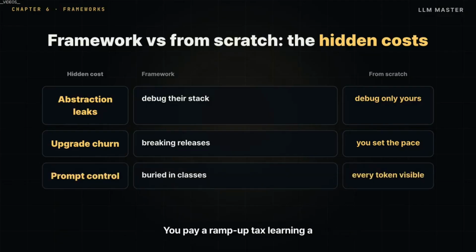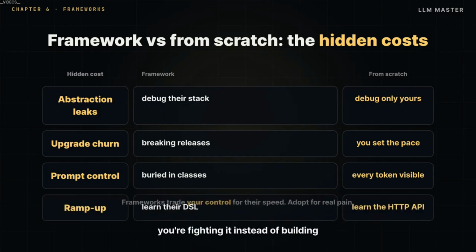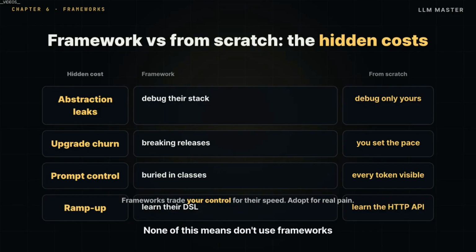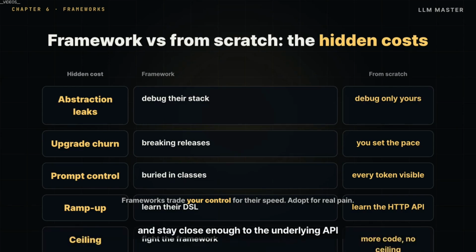You pay a ramp-up tax learning a domain-specific way of doing what the raw HTTP API does in a few lines. And there's a ceiling. The moment your needs diverge from the framework's opinions, you're fighting it instead of building. None of this means don't use frameworks. It means use them with eyes open. Adopt one to solve a specific pain you actually feel, not preemptively, and stay close enough to the underlying API that you can always drop down when you have to.